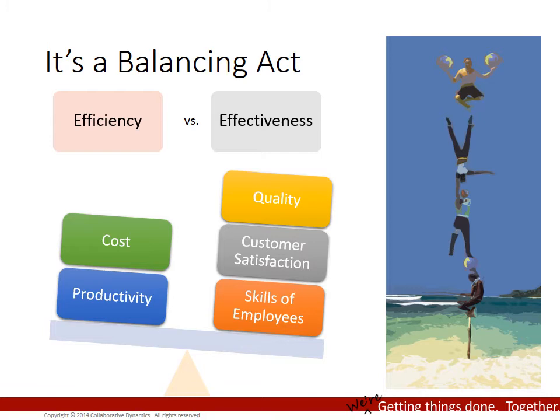On the effectiveness side, an organization is effective perhaps when it achieves a certain quality rating, so being able to produce a high quality product. Effectiveness may also be measured by customer satisfaction, how well our customers perceive their experience with us and the products and services that we produce. Additionally, the skills that our employees have is also a form of effectiveness.